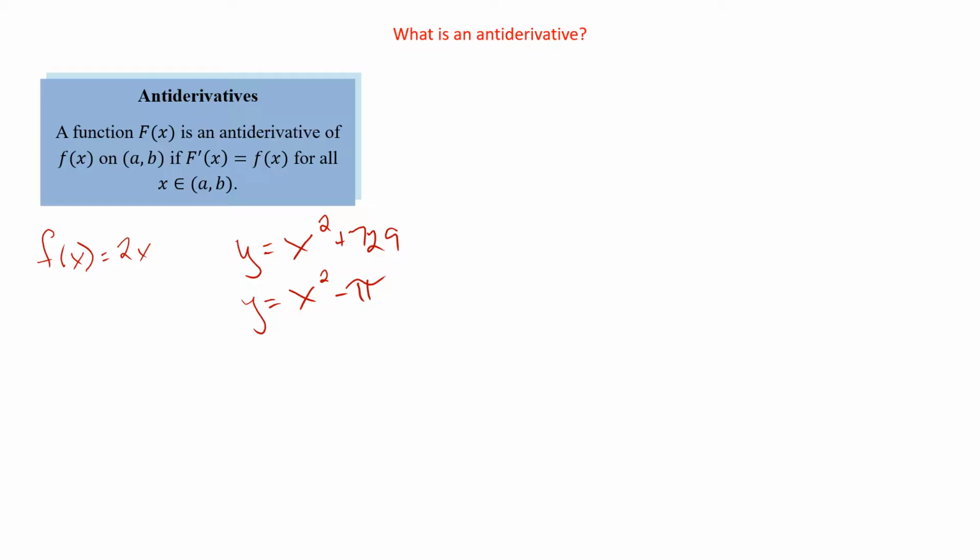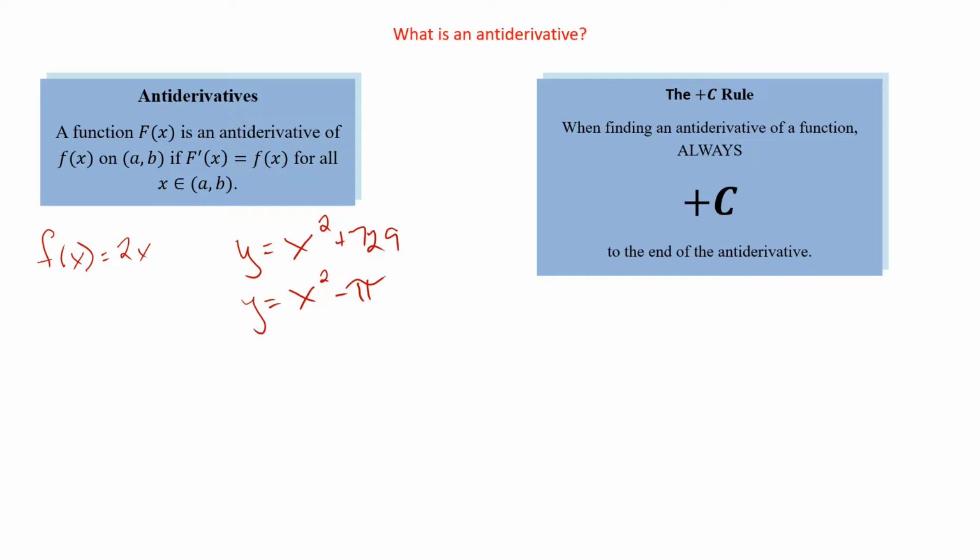So we have an issue here where the derivative tells us about the slope, but it doesn't tell us anything about what the y values of the function actually are. So because of that, we end up having to use what's called, or what I call, the plus c rule. What the plus c rule says is that every time you find an antiderivative, you always add c, which is just an unknown constant. In these two cases, my unknown constants were 729 and negative pi. Your unknown constant was possibly 0.